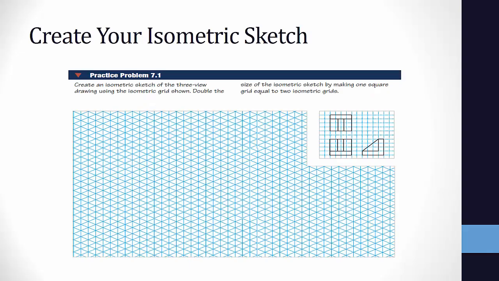Additionally, you can purchase what is called isometric paper to create sketches. Take the time to print this one out and attempt an isometric pictorial problem from the links provided in Blackboard.